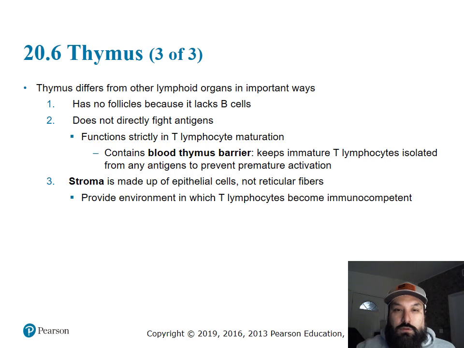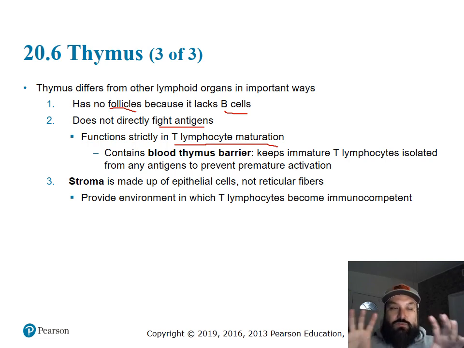All right, so it doesn't have any B cells, does not have follicles. Follicles are usually where you're going to find B cells, and it doesn't have follicles, so it doesn't have B cells. It doesn't fight antigens per se. It really just functions as maturing T lymphocytes. That's really what it does, just matures T lymphocytes. It does play a role in fighting off antigens, but it doesn't really directly do that. You have everything else in the lymphatic system doing that, with the exception of the thymus. Thymus is just where you mature your T cells.